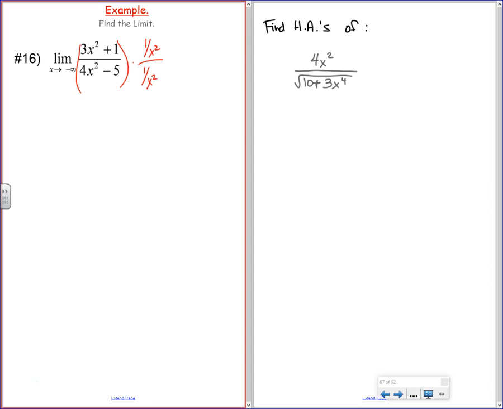Here's some guys over to the side talking about multiplying top and bottom by 1 over x squared. So you end up with the limit as x approaches negative infinity of 3 plus 1 over x squared all over 4 minus 5 over x squared. Joseph, what were you saying about every component where you have a constant over x to a power as you go to infinity or negative infinity? Approaches 0.